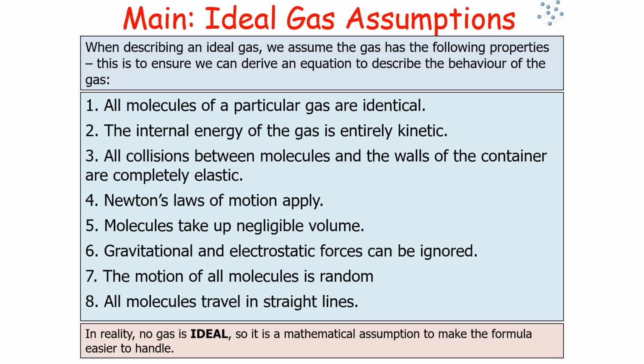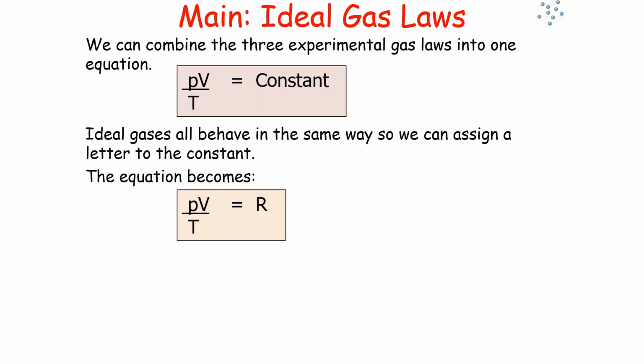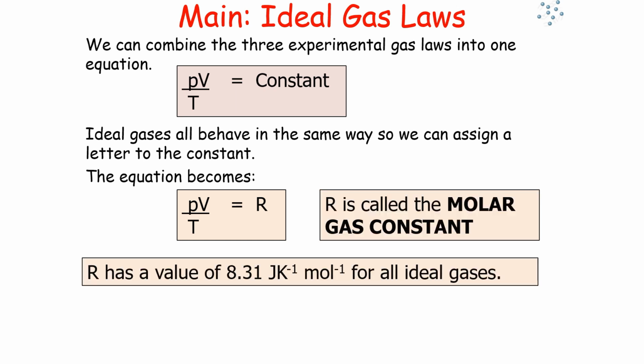Now, like mentioned before, in reality, no gas is ideal, so it's a mathematical assumption we use to make the formulas of ideal gases easier to handle. Like we mentioned before, we can combine the 3 experimental gas laws into one equation: PV over T equals a constant. Ideal gases all behave in the same way, so they'll all have the same constant, and we can assign a letter to this constant, R. R is what we call the molar gas constant, and has a value of 8.3 joules per Kelvin per mole for all ideal gases.